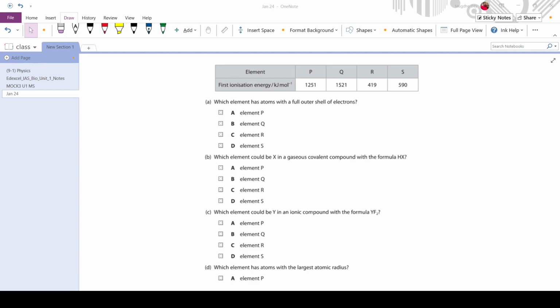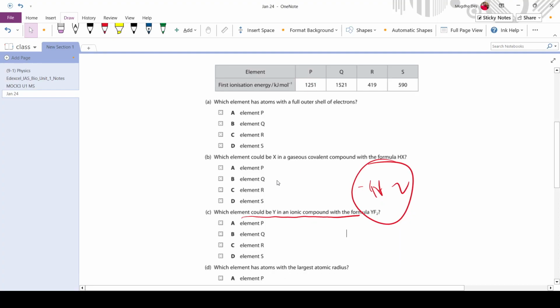Okay, do you hear me? Check this out. Which element could be Y in an ionic compound with the formula YF2? If we see element P down here, okay, what was the answer of A and B? It was B and A, right?